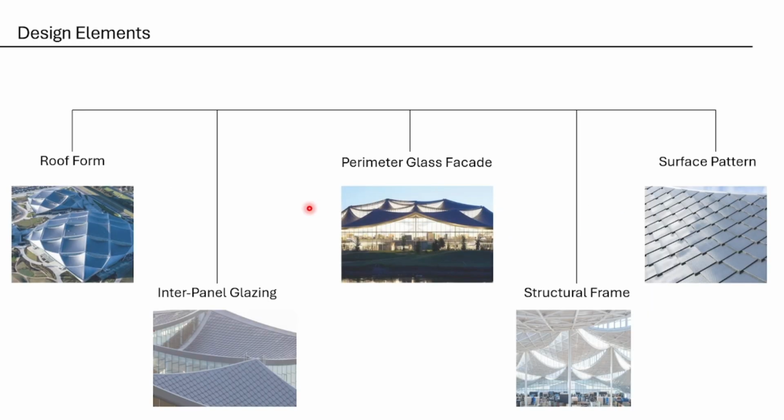In my module, I focus on 5 key elements: the roof form, interpanel glazing, the perimeter glass facade, structure frame, and surface pattern, each developed parametrically and derived from the main roof geometry.